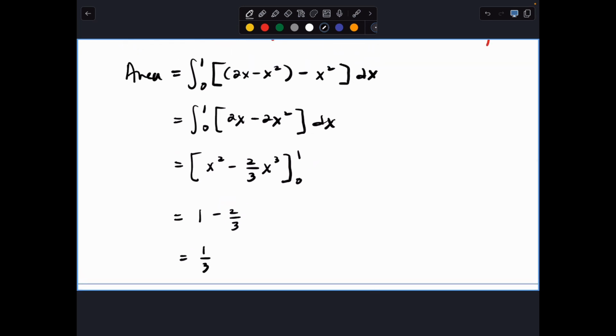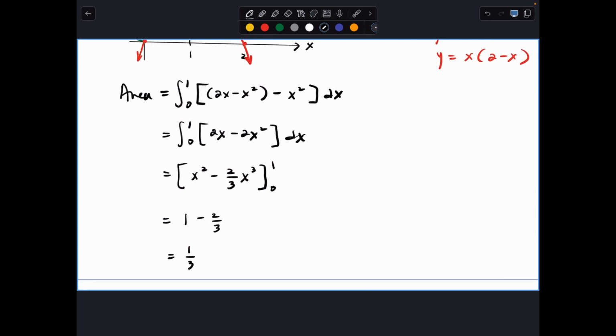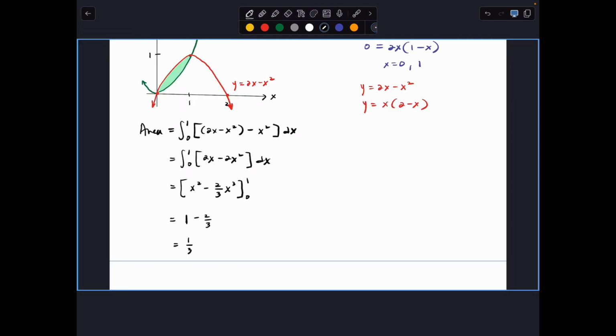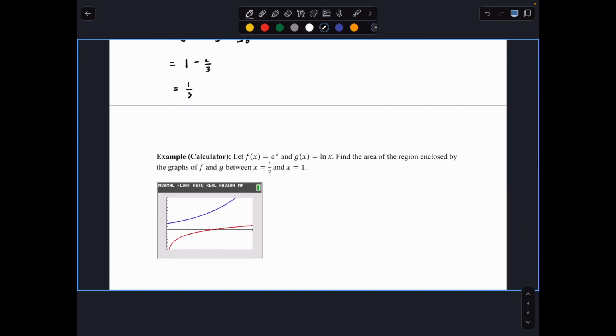So if you get a negative answer, that's a red flag. You need to go back and make sure you had the correct top and bottom function. Oh! 1/3, not negative 1/3, because that would be a red flag. Yeah, you got 1/3. There it is.